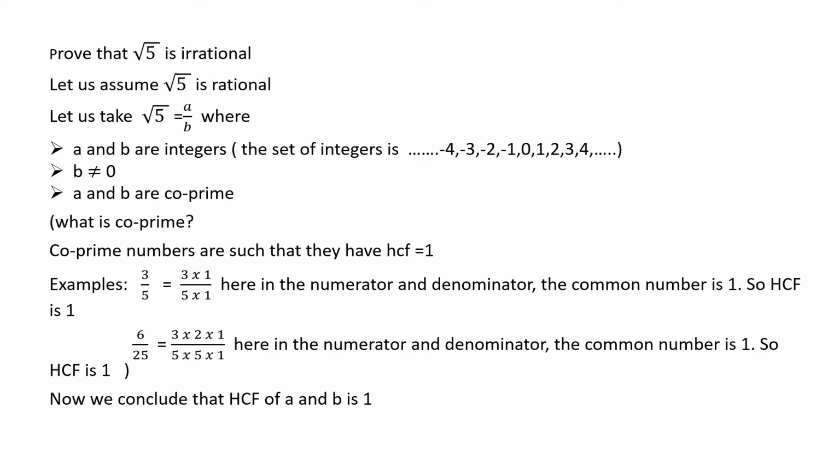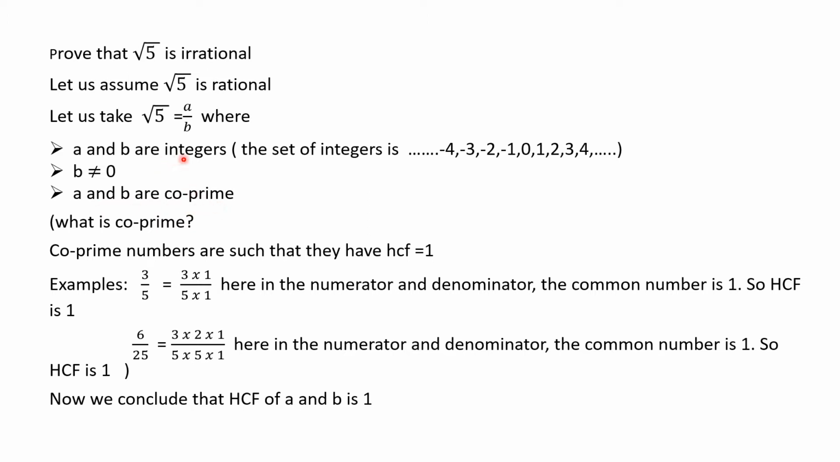Now we are going to prove that root 5 is irrational. How to prove? Let us assume to the contrary that root 5 is rational. You know that all rational numbers can be expressed in the form a by b, where a and b are integers, b is not equal to 0, and a and b are co-prime.